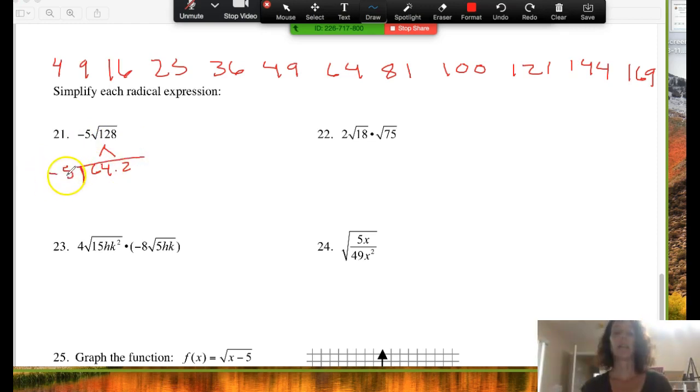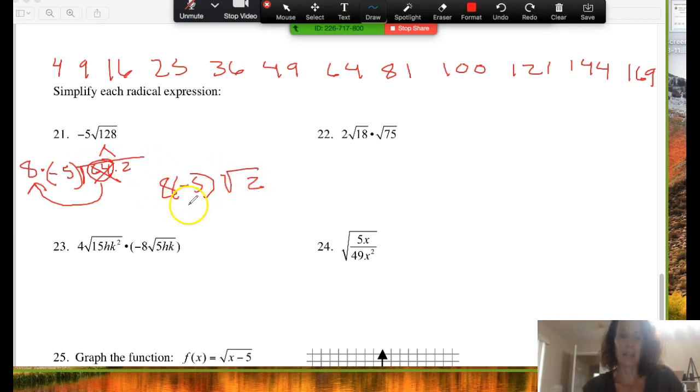So now what I have is negative 5 times the square root of 64 times 2. This is the perfect square. 64 is 8 squared. So I'm going to take the square root of it and pull it out of the root, and I'm going to put it as 8 times, not 8 minus 5, 8 times negative 5. And now it's no longer in the root. So what I have now is 8 times negative 5 times the square root of 2. We'll simplify this. 8 times negative 5 is negative 40 times the square root of 2. And you're done. All right, on to 22.